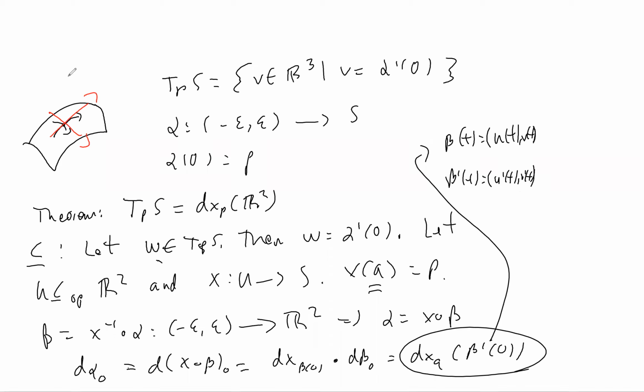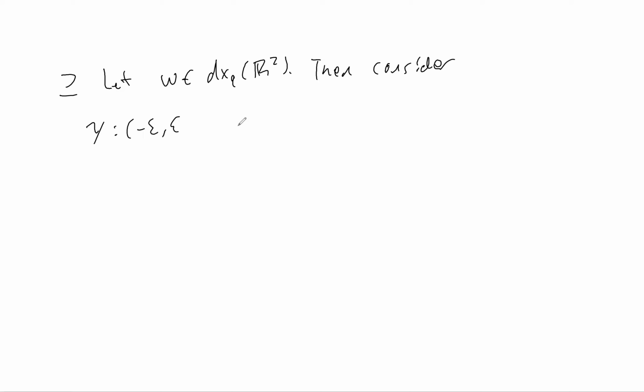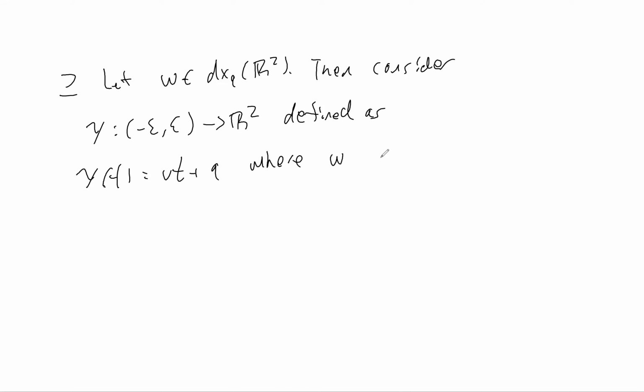So the other containment: let W be in dx_q of R2. Then consider the curve gamma from negative epsilon to epsilon into R2, defined as gamma of t is vt plus q, where W is equal to dx.